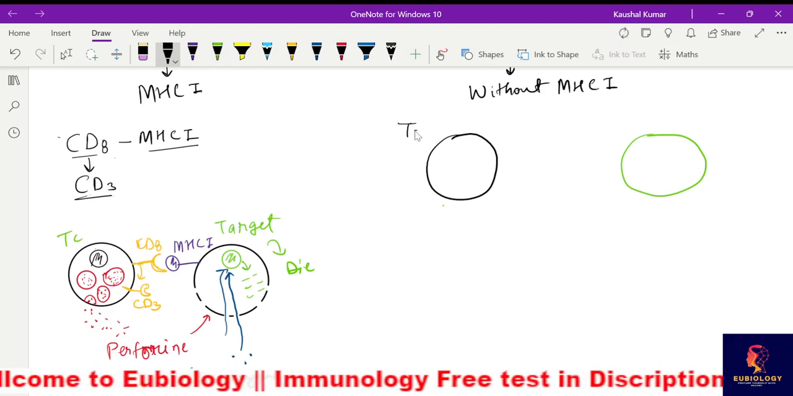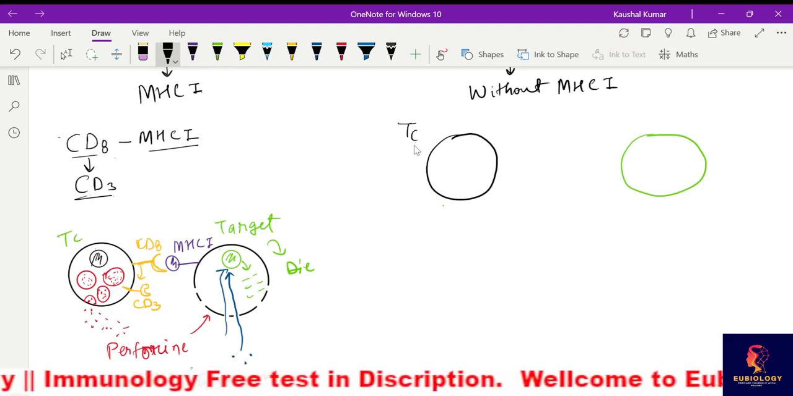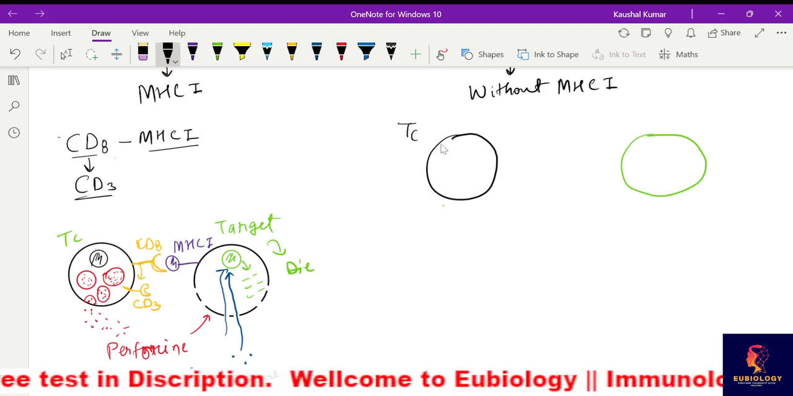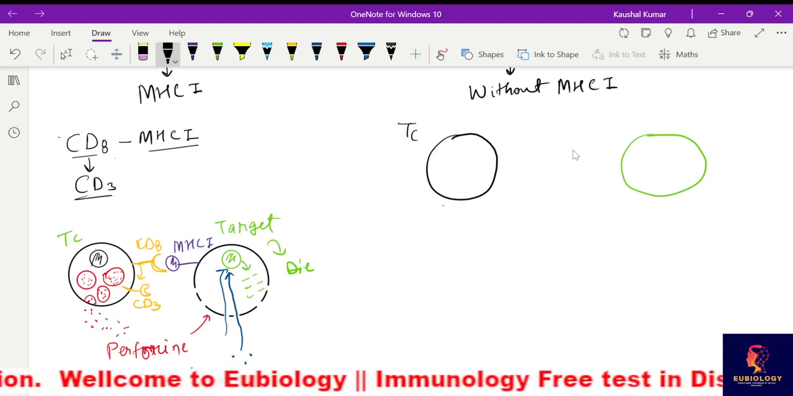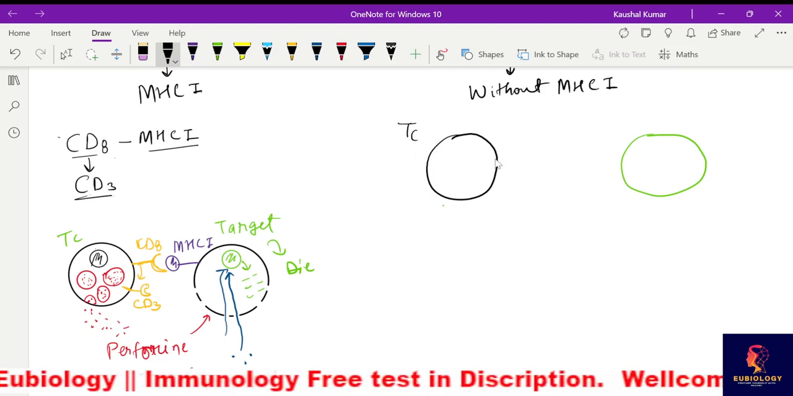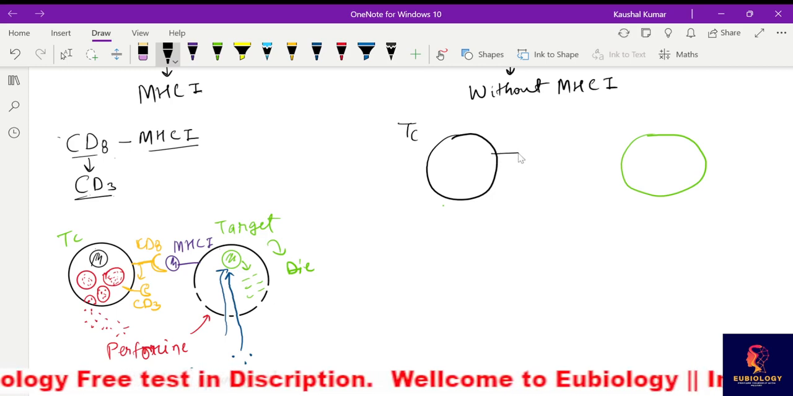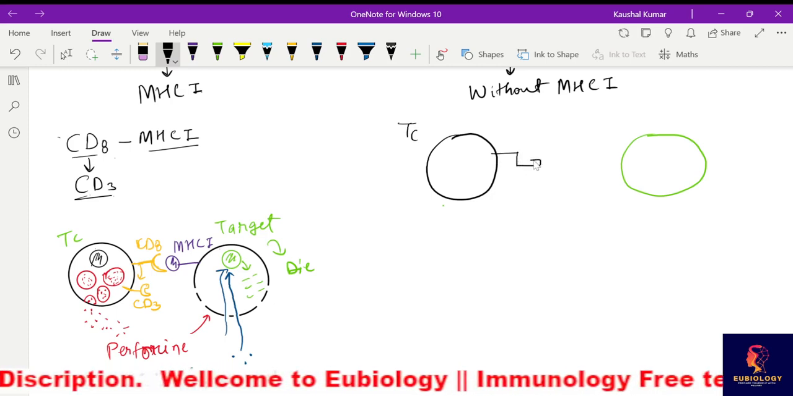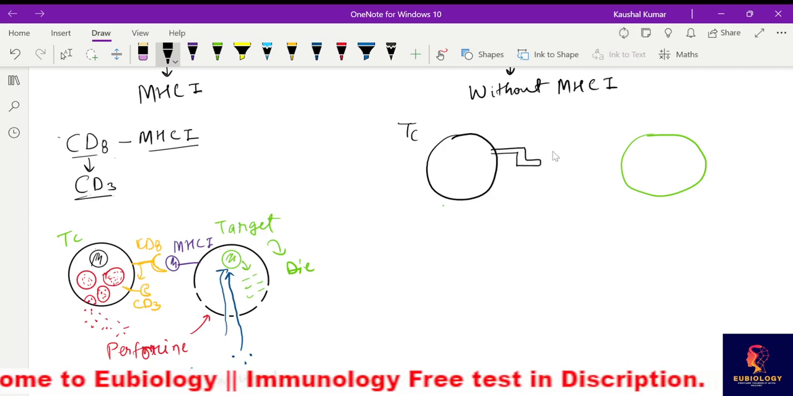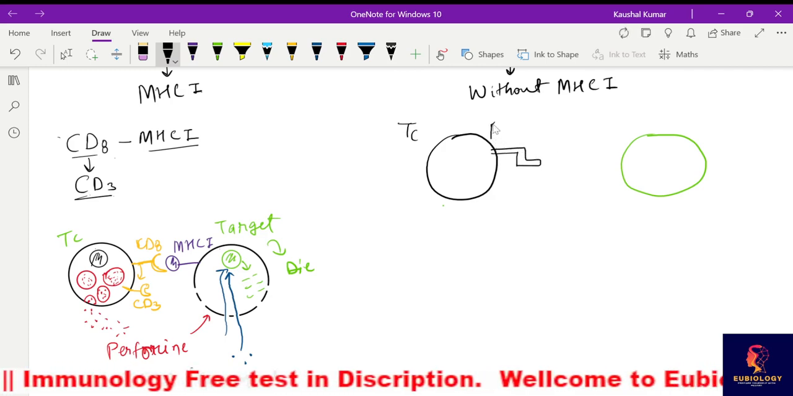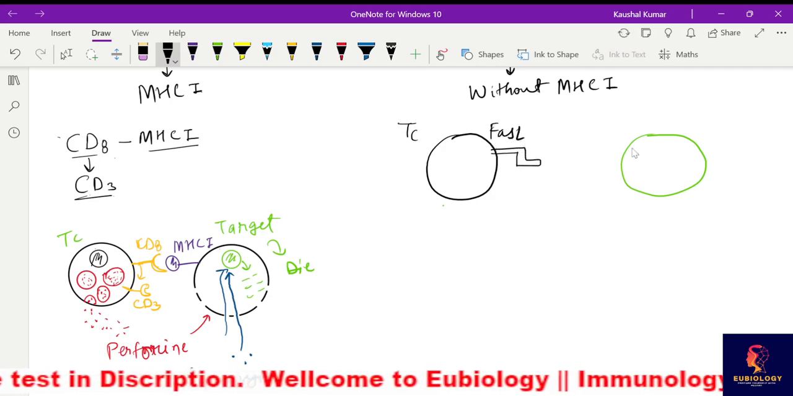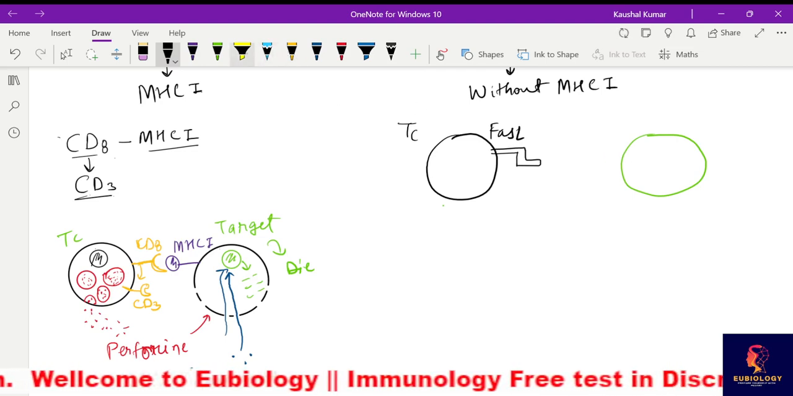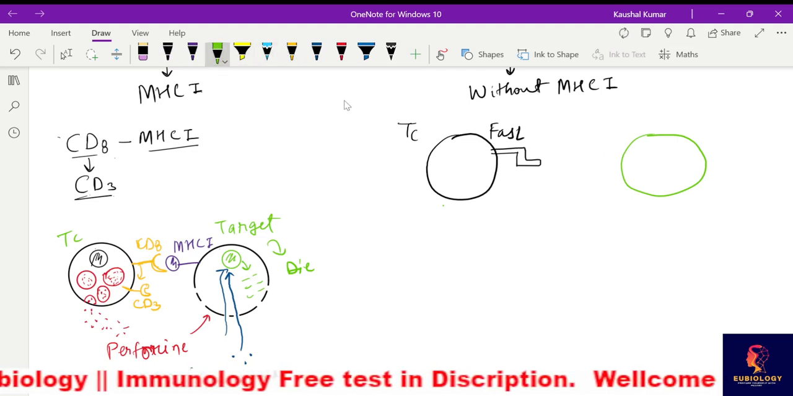Okay, so this is the cytotoxic T cell, and this cytotoxic T cell has a ligand. Suppose this is a Fas ligand, and then it has the receptor. Which has the receptor? This target cell.